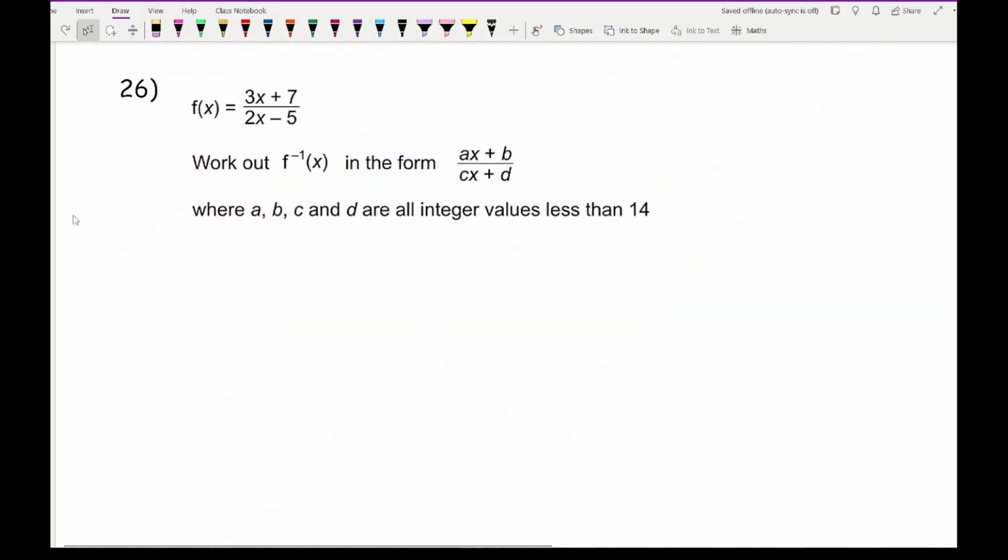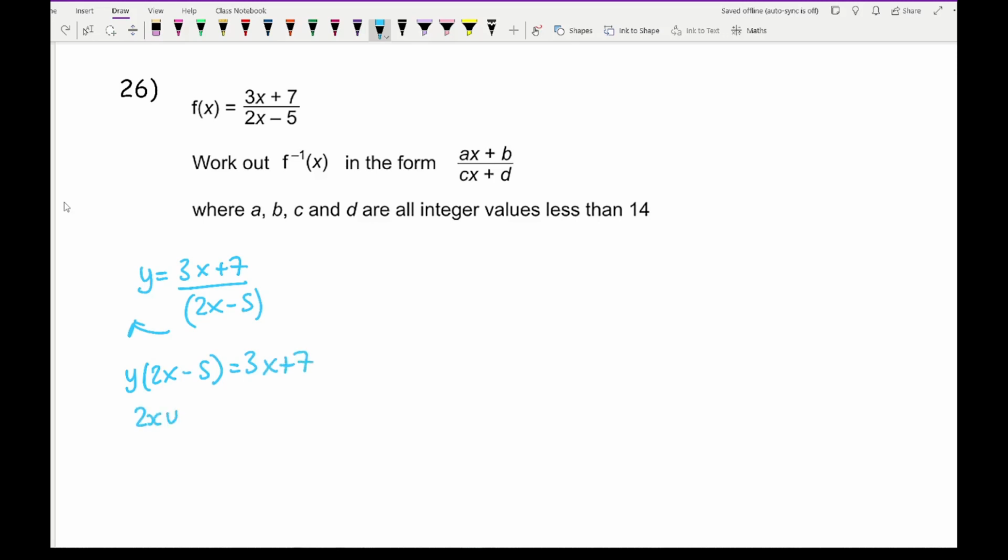Then moving on to question 26, which looks at functions. So here what I need to do is find the inverse function. Again, the general steps for this are you make the function equal to y, and then we want to make x the subject. So here I'm going to put brackets around the denominator and take it over to the other side, so I end up with y times (2x minus 5) equals 3x plus 7.